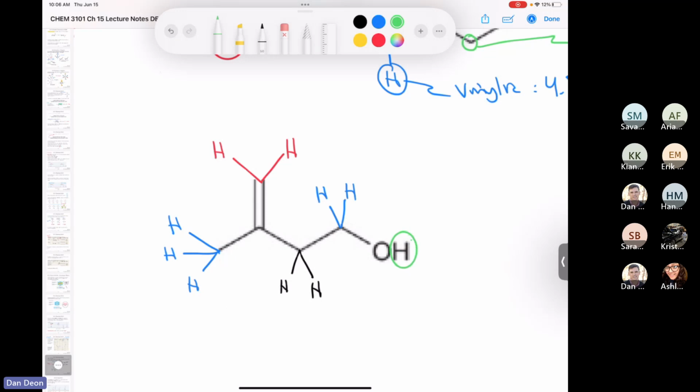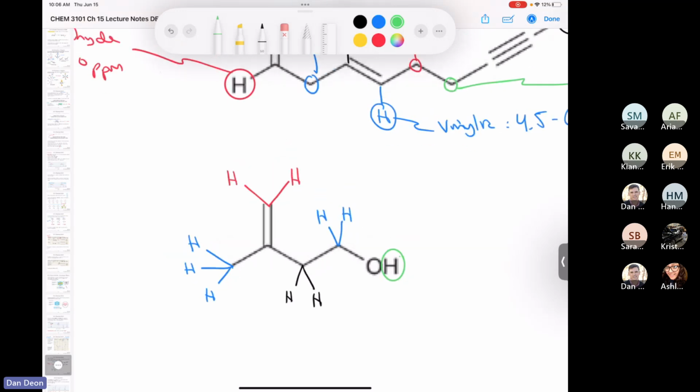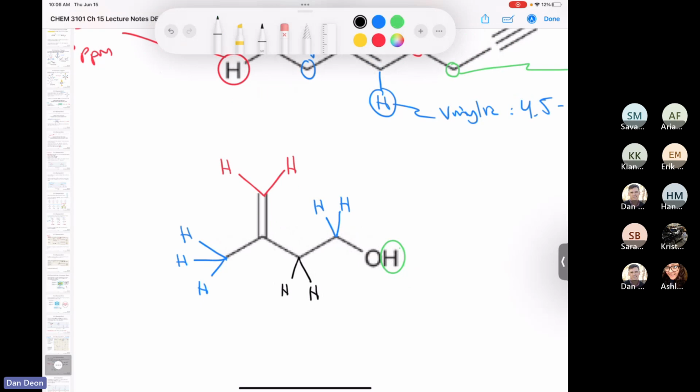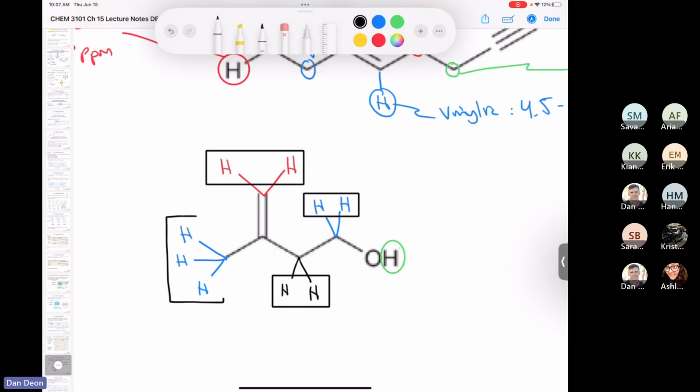So what we're going to do now is we're going to take a short break, and I would like everybody to try to figure out what's the chemical shift of these protons, what's the chemical shift of these protons, what's the chemical shift of these protons, what's the chemical shift for these 3 protons, and what is the chemical shift for this guy. So there's 1, 2, 3, 4, 5 chemical shifts I'd like you to try to determine before we come back.